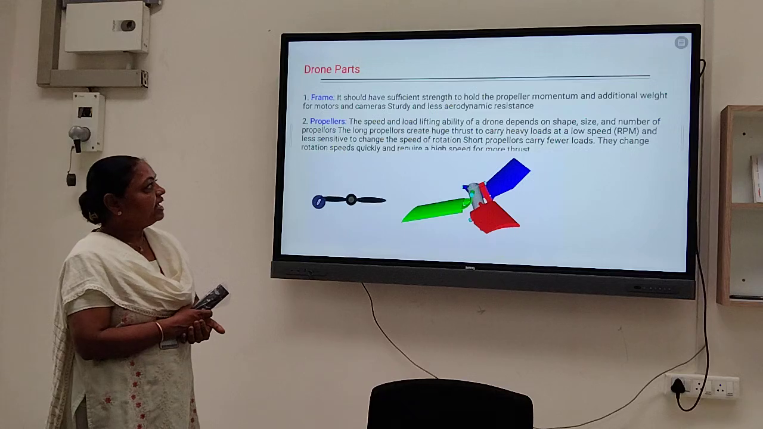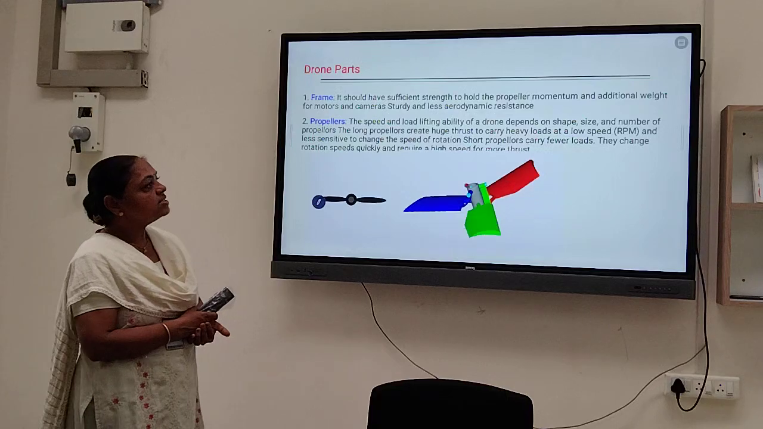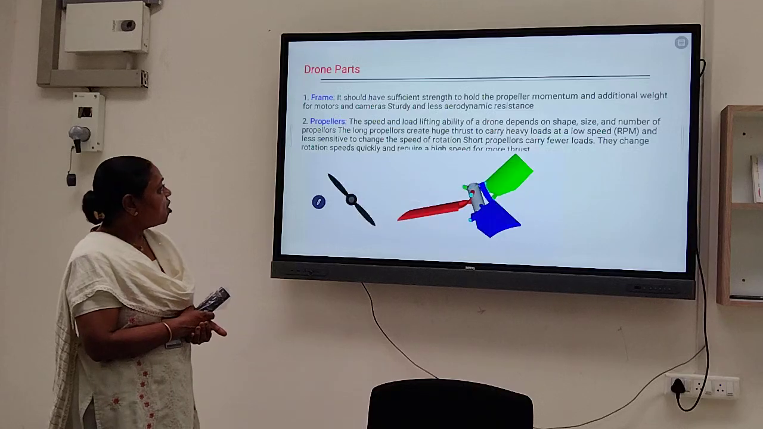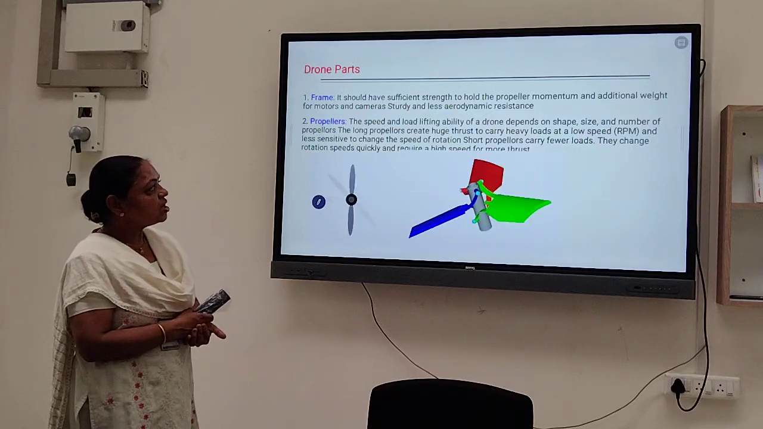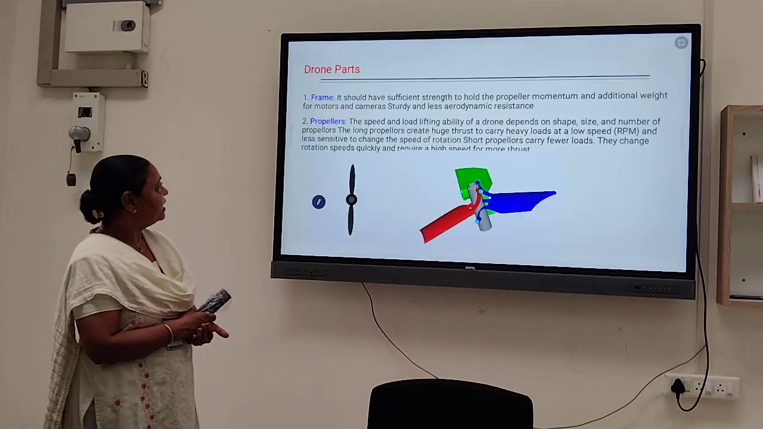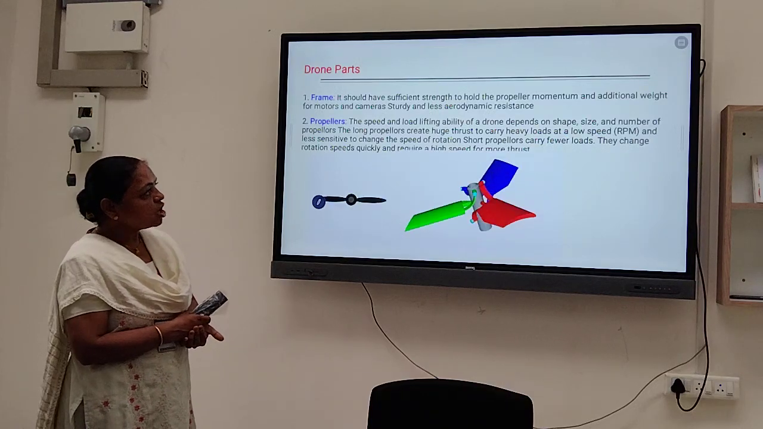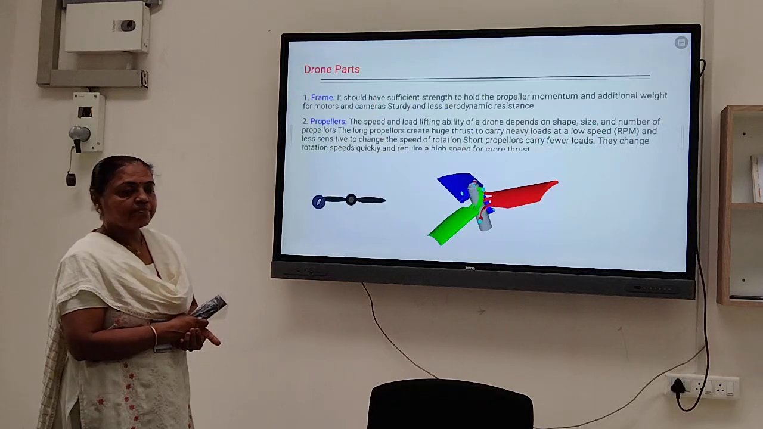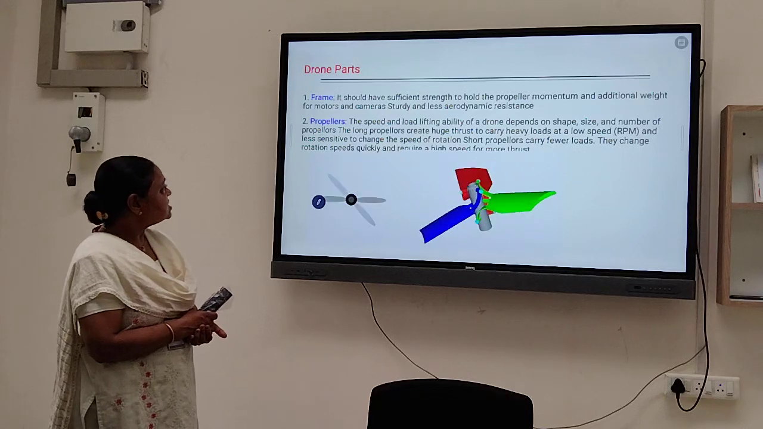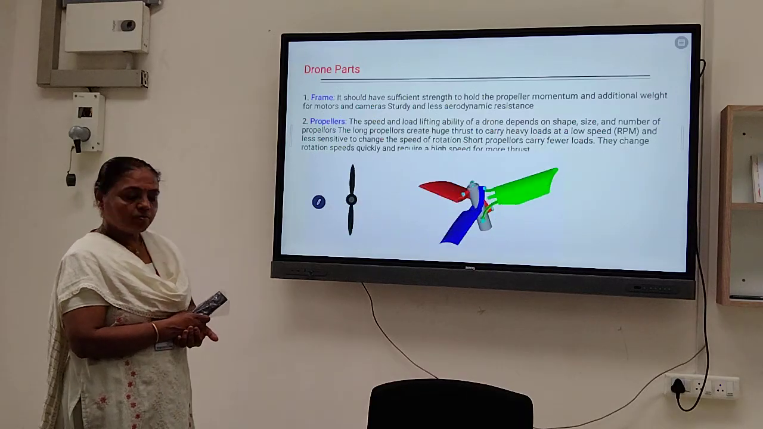The speed and load lifting ability of a drone depends on the shape, size, and number of propellers. Long propellers create huge thrust to carry heavy loads at low speed, that is revolutions per minute, and are less sensitive to changes in the speed of rotation. Short propellers carry fewer loads. They change rotation speeds quickly and require high speed for more thrust.